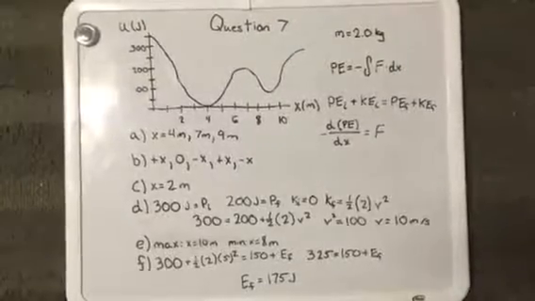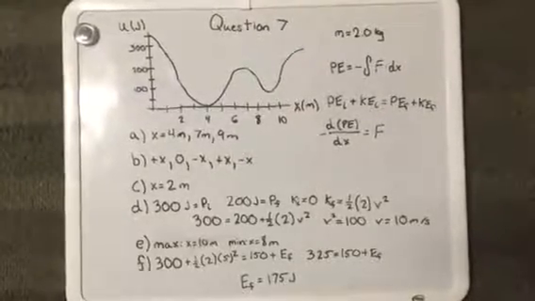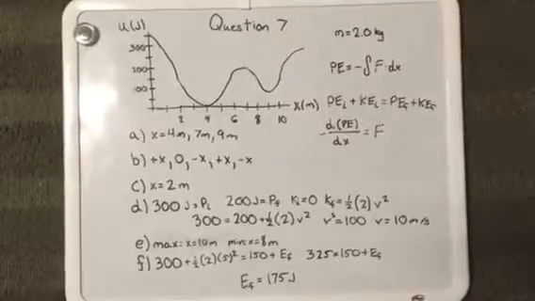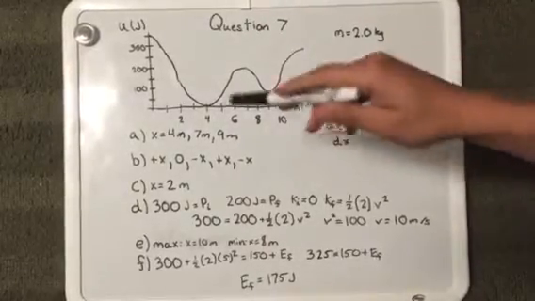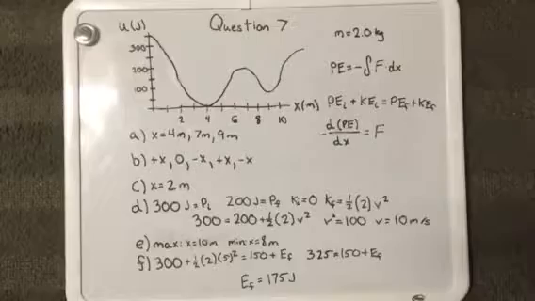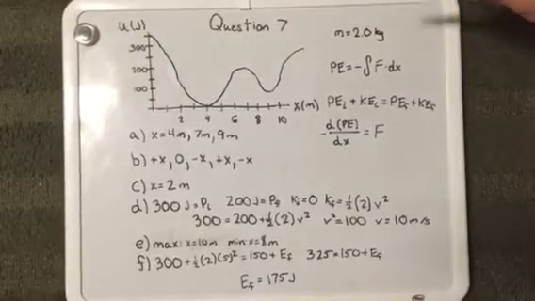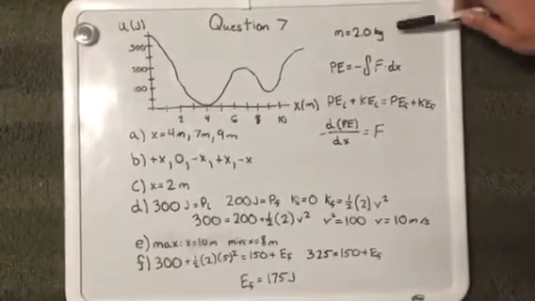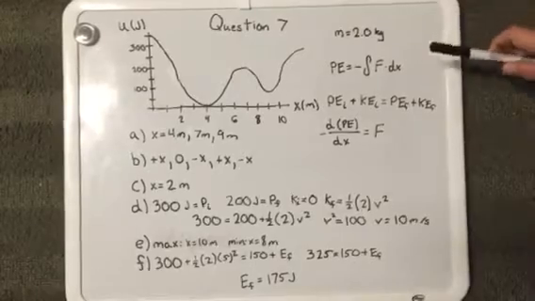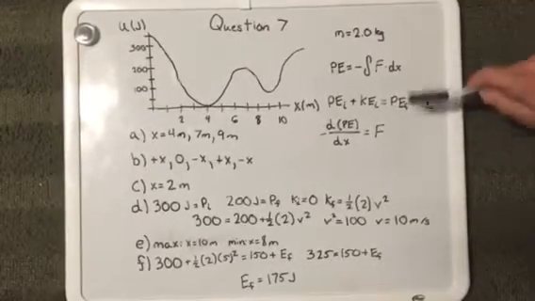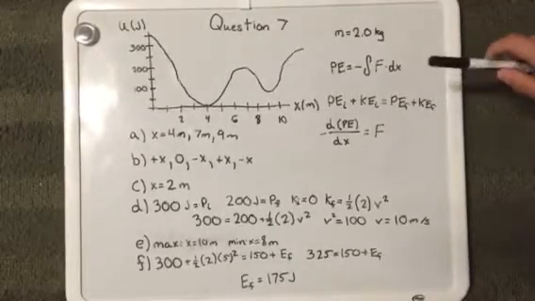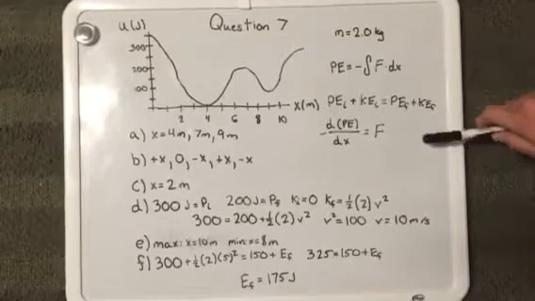Okay, we're gonna work on question number 7. Question number 7 gives us a graph of potential energy versus position. They also give us the mass, it's equal to 2 kilograms. And then these are formulas that we're gonna use through the problem, so it's just for us to remember.